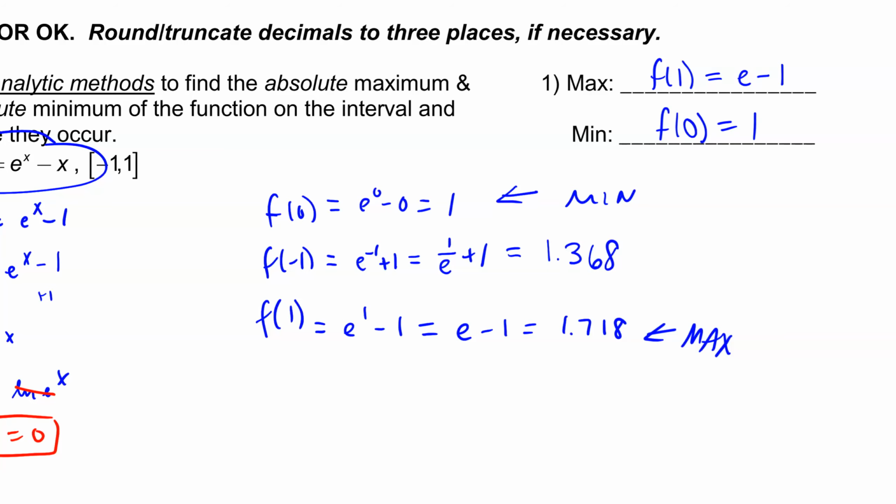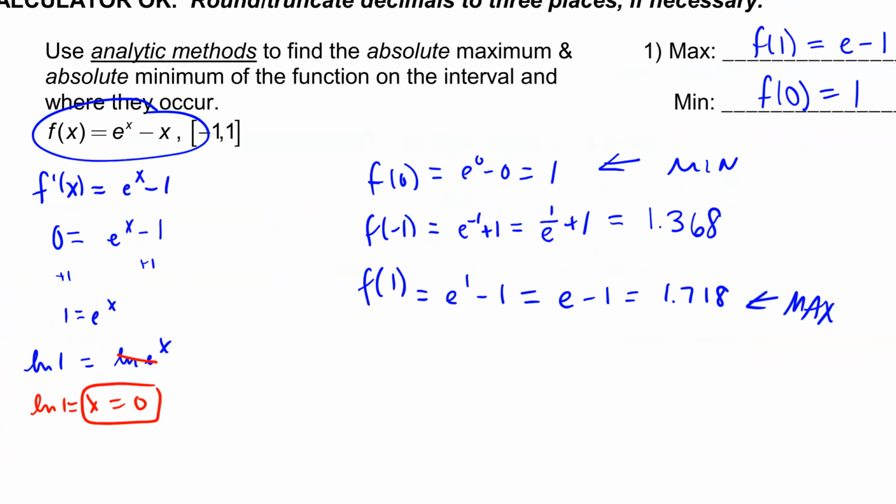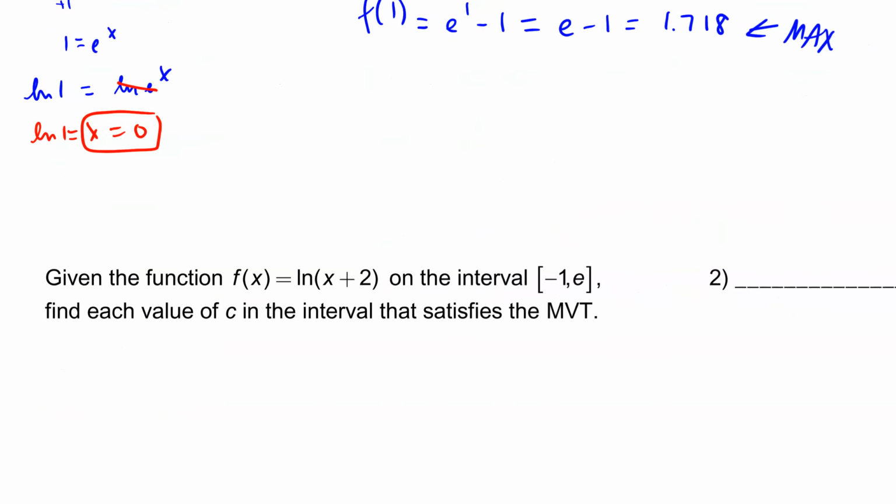Perfect. Okay. Whoa, wait a minute. Can you go up for 1 second? Did you guys try number 2 already? If I put for my max, instead of putting e minus 1, can I put the decimal it is? It's the exact same thing. Yep.